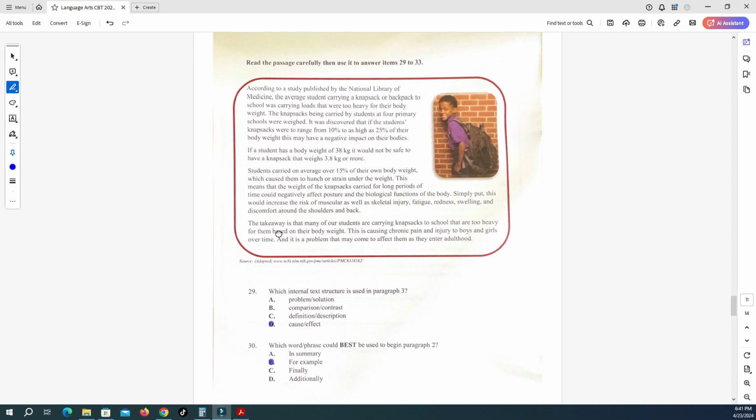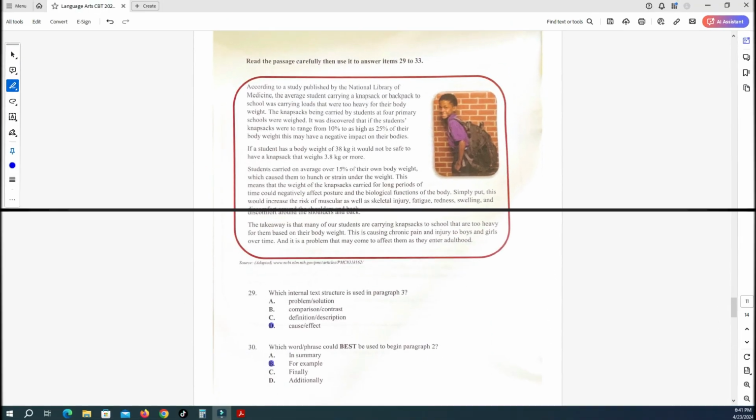based on their body weight. This is causing chronic pain and injury to boys and girls over time, and it is a problem that may come to affect them as they enter adulthood.